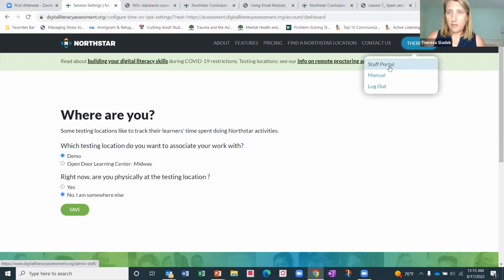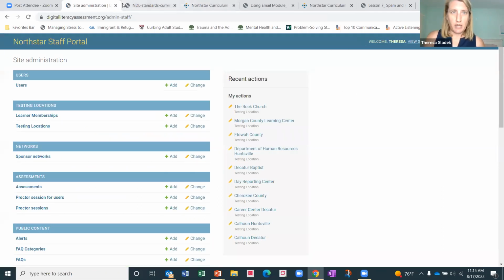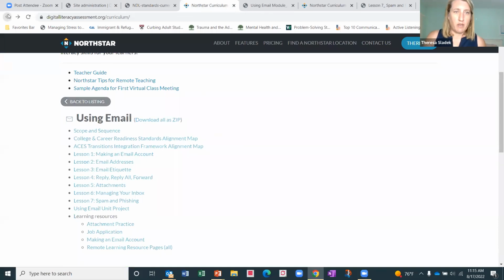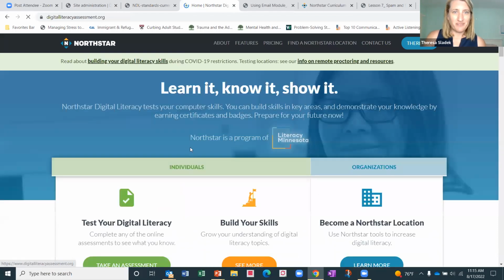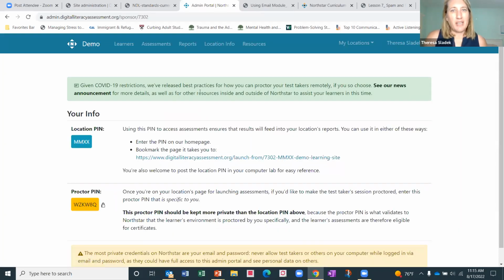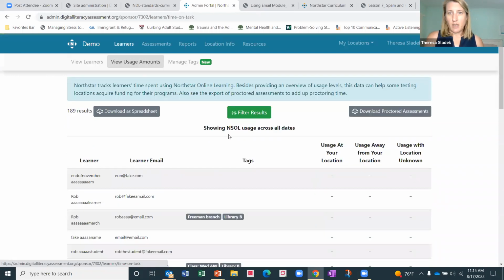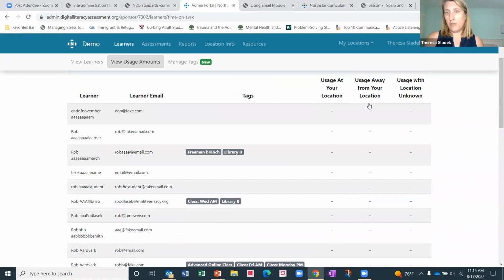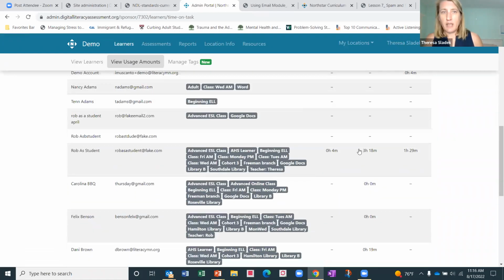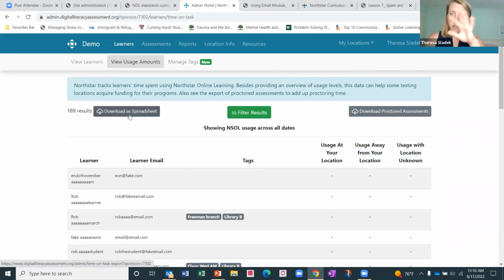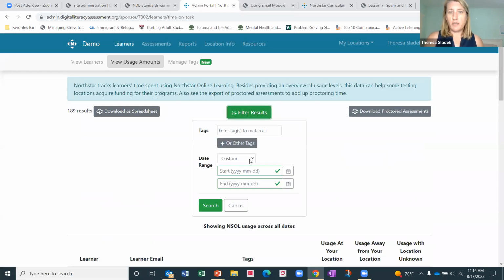And the place that you can find that information, actually, let me get back to my admin portal if I can. Sorry, this is a little bit of a runaround to get there. If you go into the Learner tab, it defaults to the View Learners sub tab right under the blue bar. If you go to View Usage Amounts, it's going to show you usage at your location and usage away from your location. You'll see that it's in hours and minutes. You can download this as a spreadsheet so you can manipulate it as you want. And on all reports at Northstar, there's this Filter Results in the middle, so you can filter by date range or any tags that you've put on there.